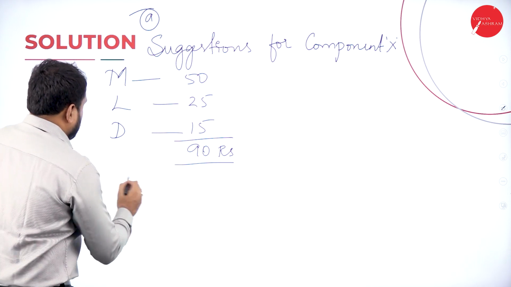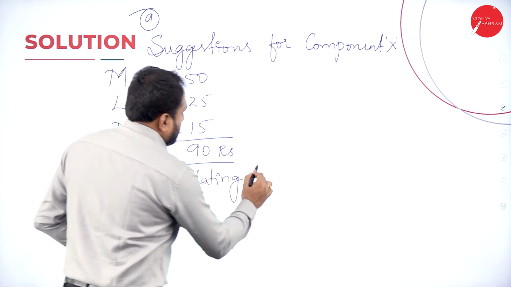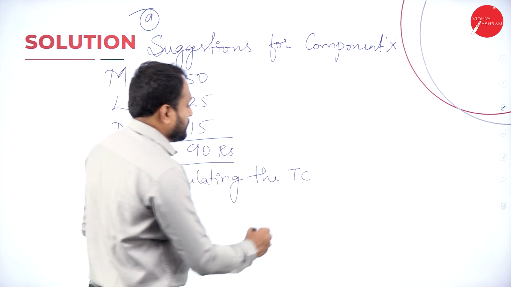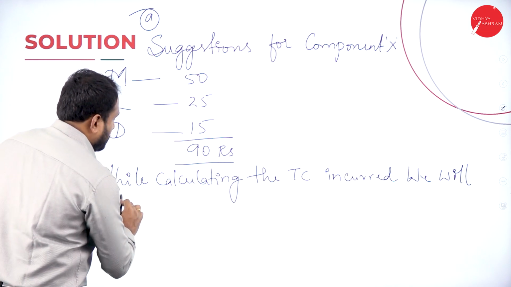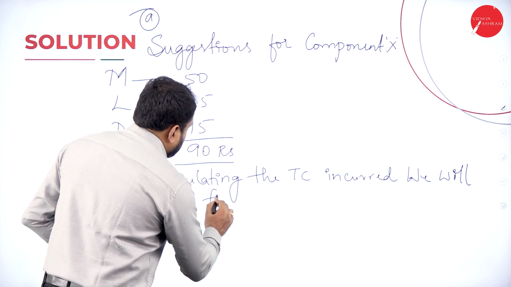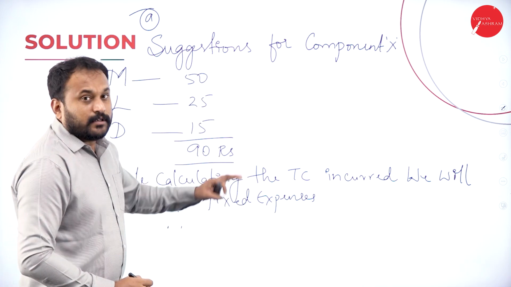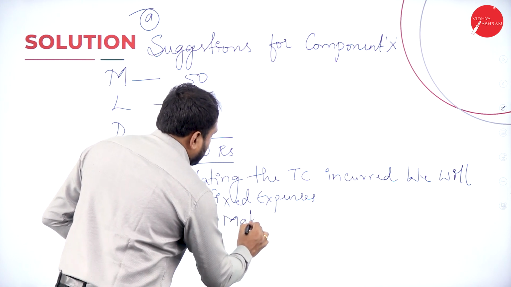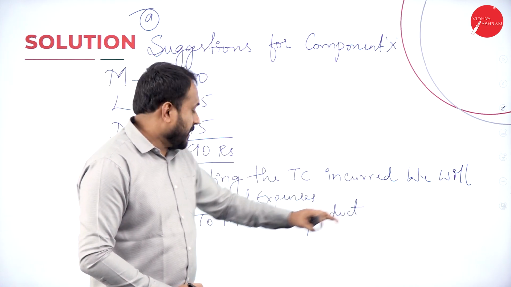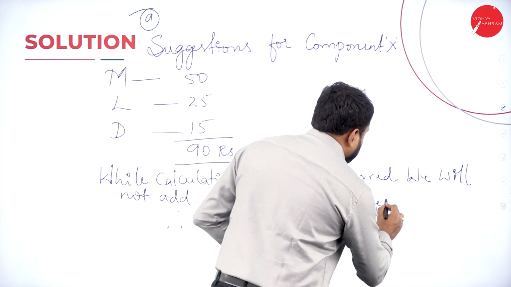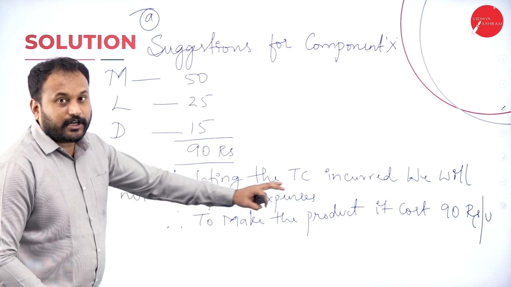Then you will write a note here: while calculating the total cost incurred, we will not add fixed expenses. Here you will only go with suggesting to the person whether to make or buy. Therefore, to make the product, it costs 90 rupees per unit.